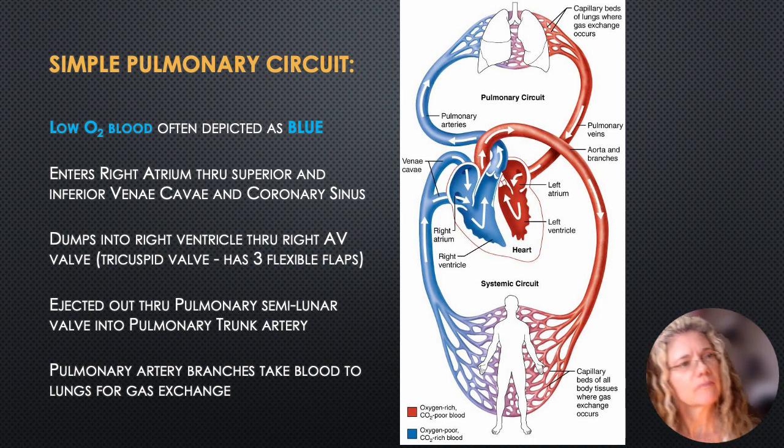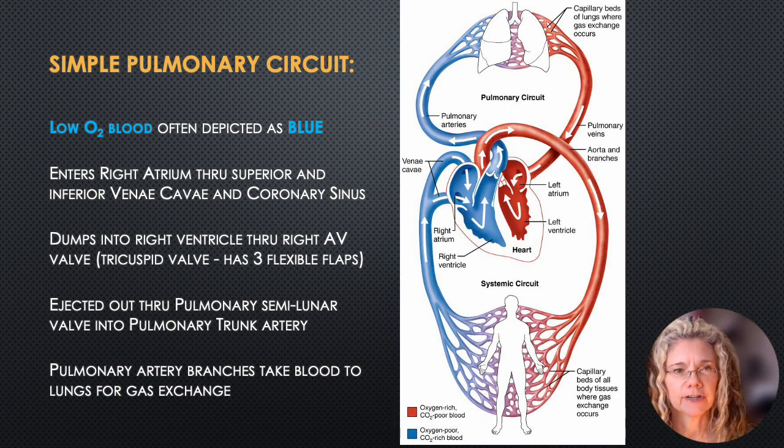All right. So venous blood, low oxygenated blood, is going to dump into the right atrium and pass through the atrioventricular valve. On the right side of the heart, that's the tricuspid valve because it's got three flaps. Then during contraction of the ventricles, it's going to get ejected out through the pulmonary semilunar valve into the pulmonary trunk artery to get sent to the lungs to do gas exchange. All right?